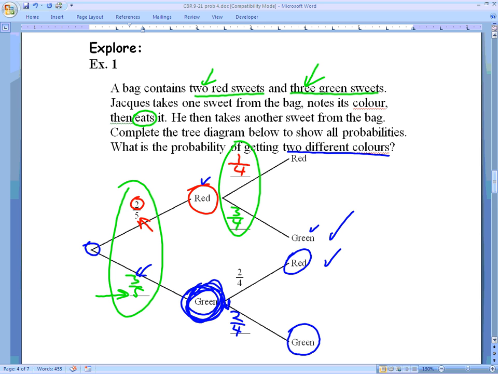Red, green, I take 2/5 times 3/4, which is 6 over 20. And then I've got 3/5 times 2/4, which gives me, again, 6 out of 20. Add those together, and I am left with 12 out of 20. You're welcome to reduce that. You don't need a label. It's probability. So we are slightly more likely to get 2 different colors.